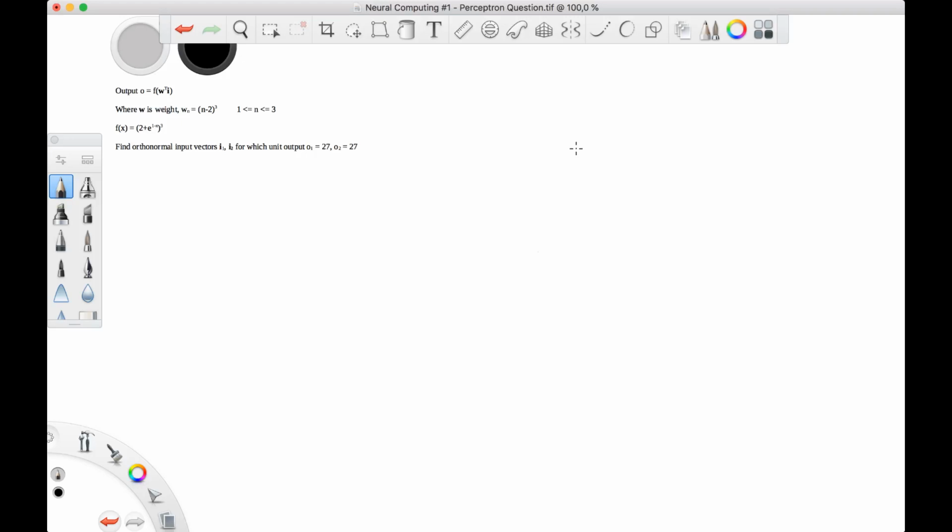We're going to be solving a simple perceptron question, where we're given a pair of outputs, and we need to find a corresponding pair of input vectors. I'd recommend not trying to tackle this question unless you know the basics of vectors. Let's take a look at the information that's given to us.